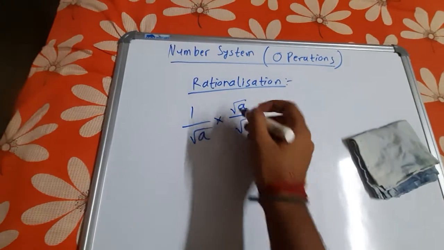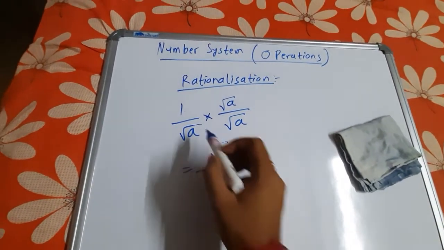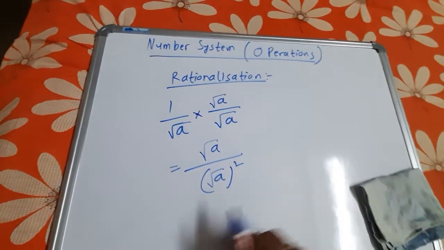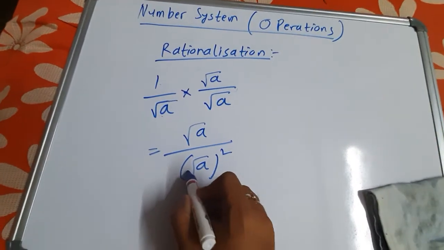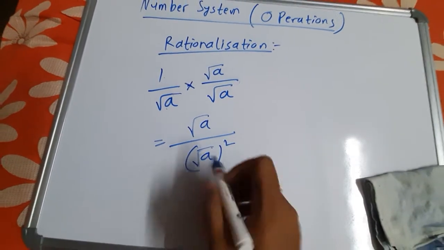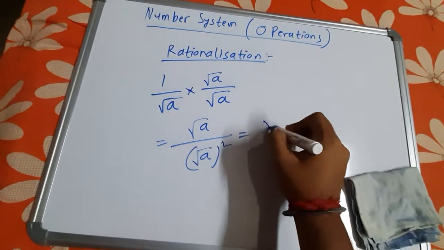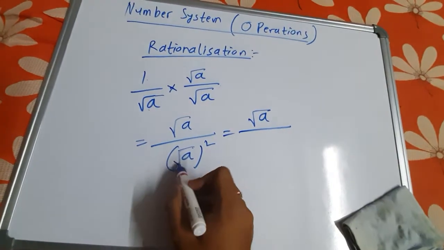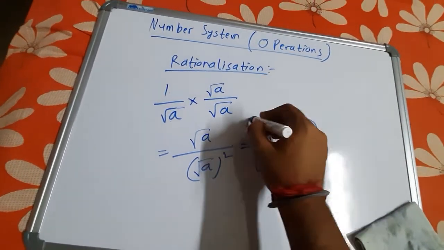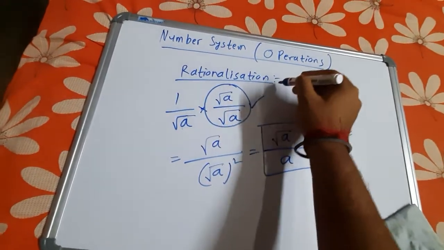Now see, 1 into root a is just root a in the numerator, but in the denominator there is one trick. Root a into root a, that means I can write it as root a whole square, isn't it? Now what is root a whole square? I told you a few minutes ago that square root and square cancel each other, and what is inside will come out. So the numerator will remain as it is, but the square root and square will cancel each other, so what is inside? Only a. So our answer will be this. This process, multiplying by this thing, is known as rationalization.